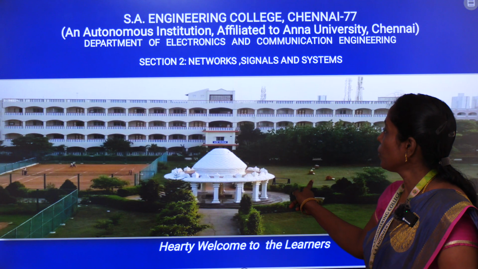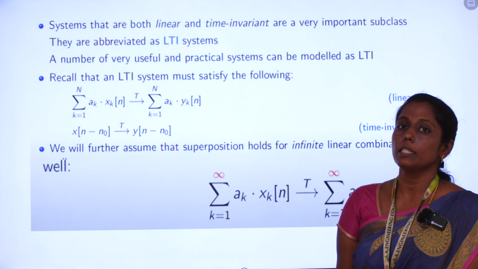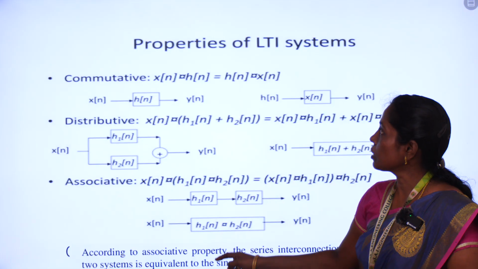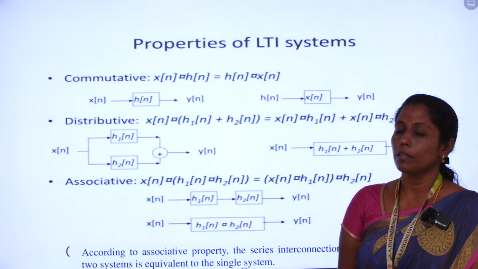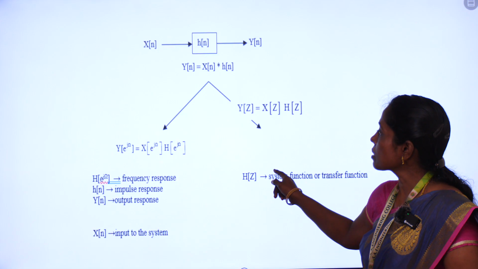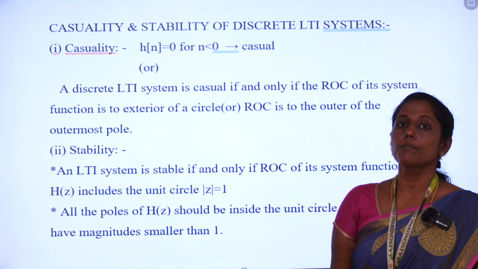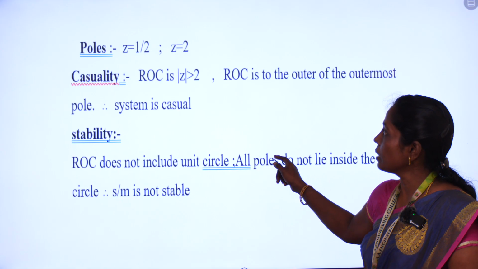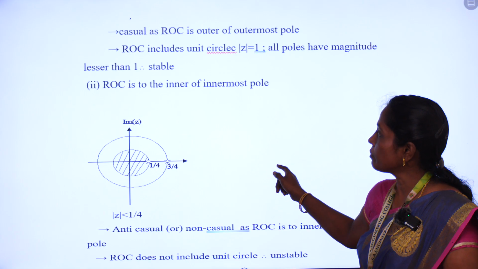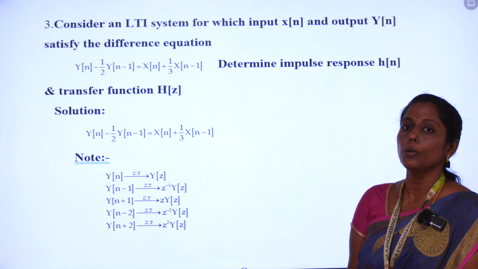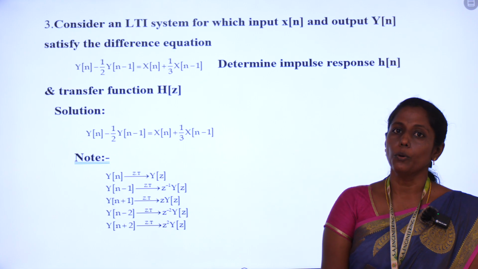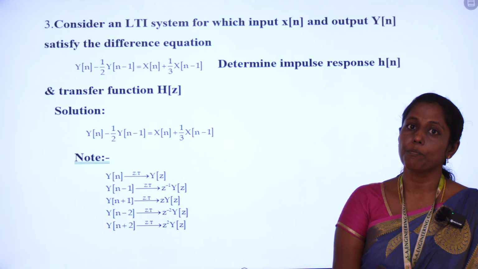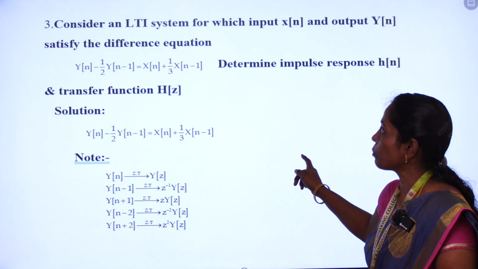In the last video, we discussed what a linear system is, what a time invariant system is, and what the properties of a linear time invariant system are, as well as how to check system stability and causality. So the problems related to causality and stability we have discussed in our last video. Now in this video we are going to find the impulse response of a linear time invariant system. So let's see the problem.